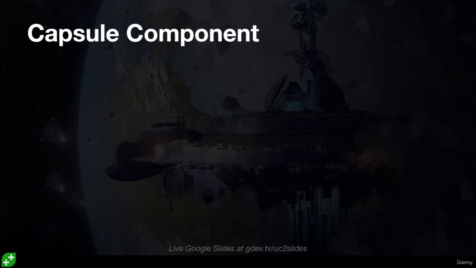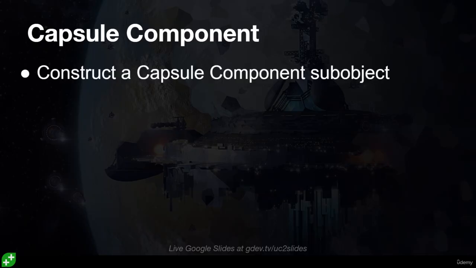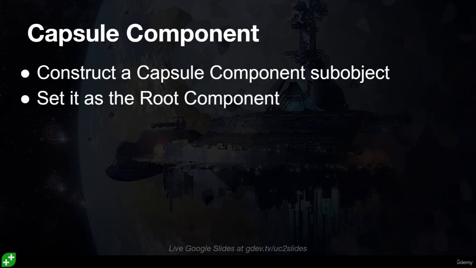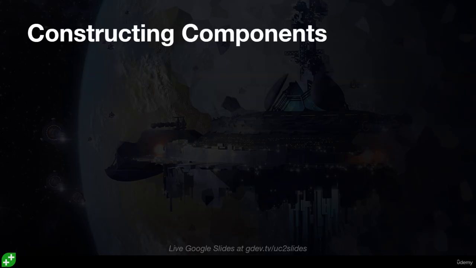Welcome back. So we've already created a uCapsule component pointer and forward declared it, so we didn't have to include the header file in basepawn.h. It's now time to actually construct a capsule component subobject for our base pawn. And once we do that, we're going to set our root component to be the capsule. So how do we actually construct a uCapsule component?